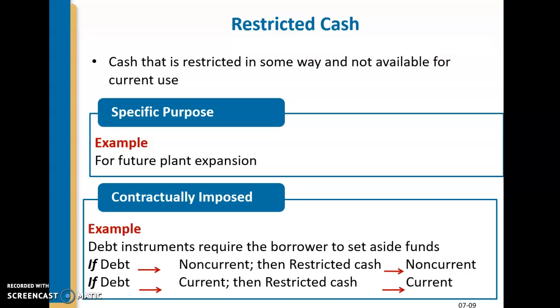Restricted cash that is not available for current use should not be classified as a current asset. An exception to this rule is a sinking fund contractually imposed on a debt instrument. If the liability is current, then the related restriction on cash should be classified as a current asset. If the debt is a long-term liability, then the related restricted cash should be classified as a non-current investment or other non-current asset.